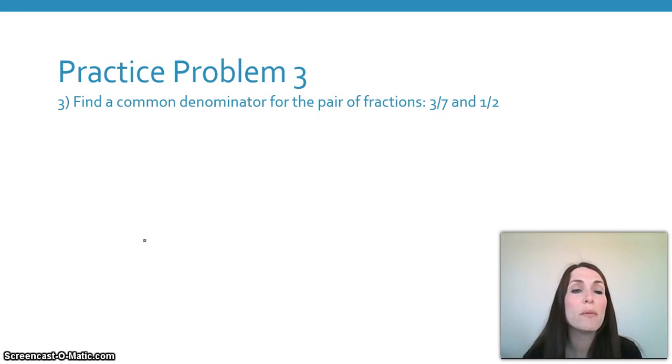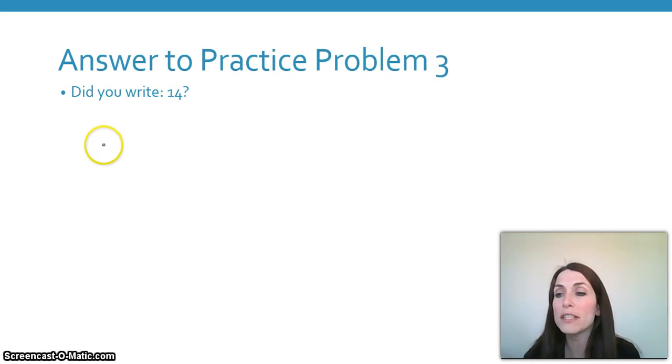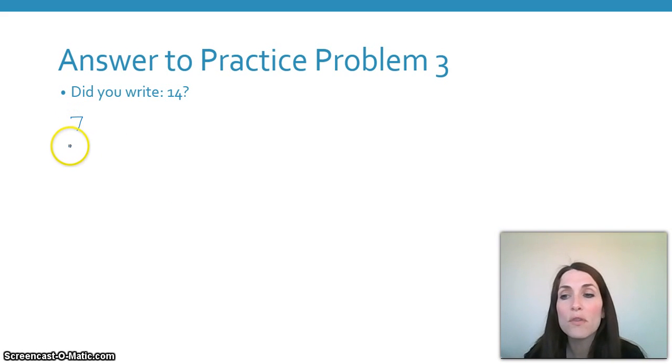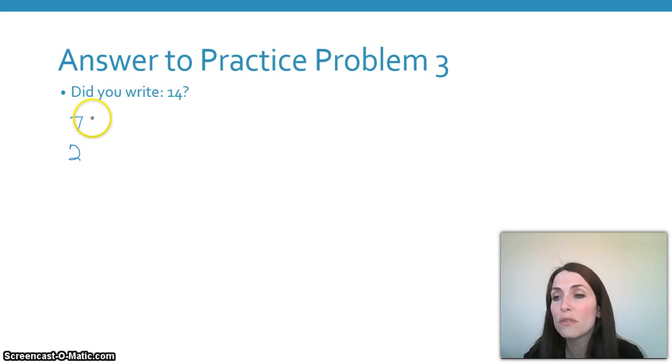Okay, let's look at practice problem number 3. Find a common denominator for the pair of fractions 3/7 and 1/2. Please press pause, work it out, and then press play when you're ready to check with me. Did you write 14?